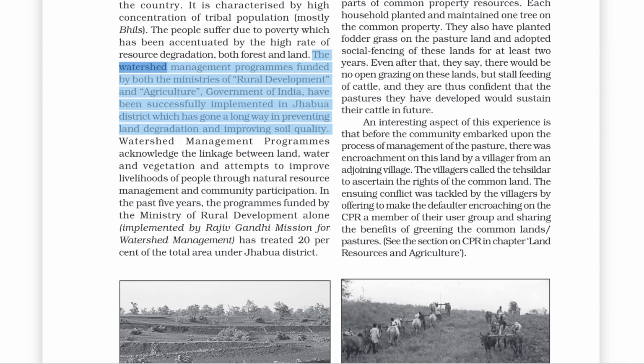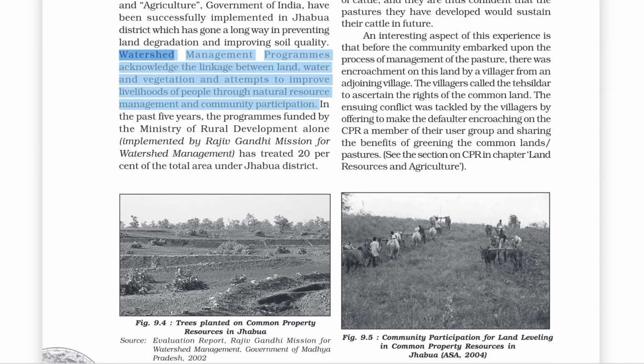land. The watershed management programs funded by both the Ministries of Rural Development and Agriculture, Government of India, have been successfully implemented in Jhabua district, which has gone a long way in preventing land degradation and improving soil quality. Watershed management programs acknowledge the linkage between land, water, and vegetation and attempt to improve livelihoods of people through natural resource management and community participation.